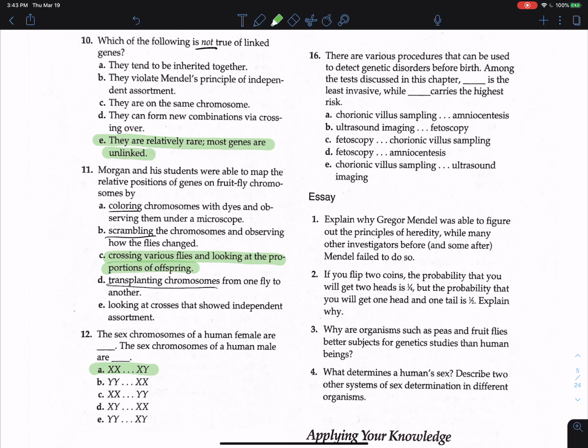This isn't really a topic we've talked too much about in class. There are various procedures that can be used to detect genetic disorders before birth. Among the tests discussed in the chapter, which of course we didn't read, blank is the least invasive, while blank carries the highest risk. And this is what you would do basically to look at a fetus before it's born, right? So the least invasive way to do that would be, which one here?